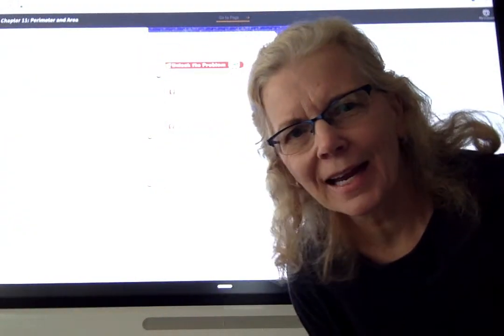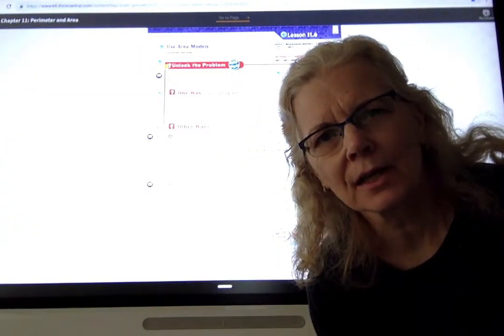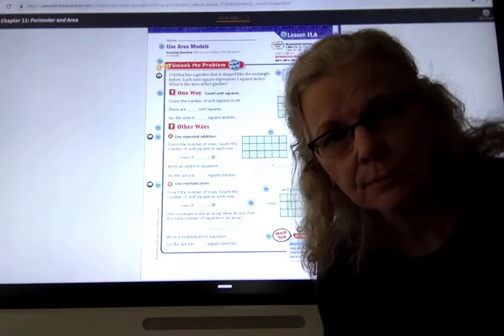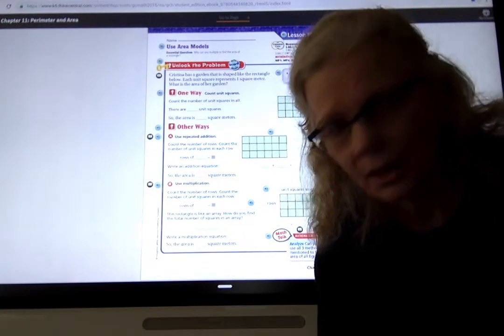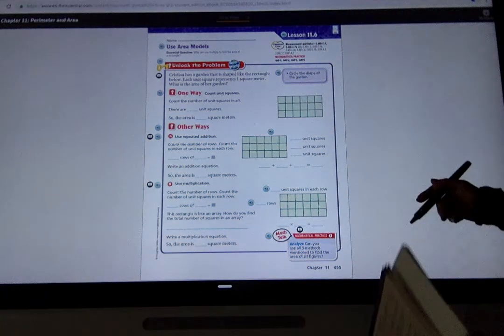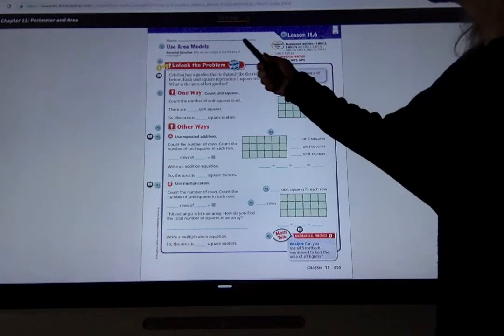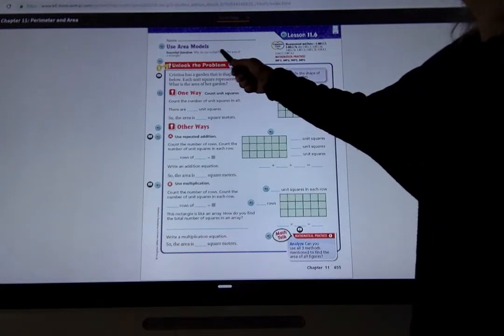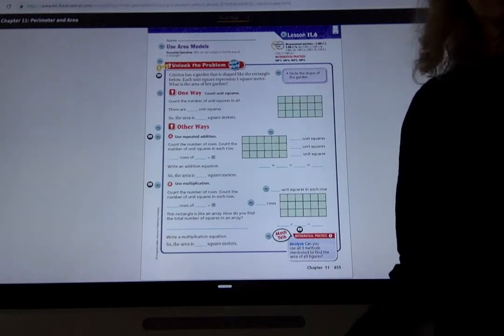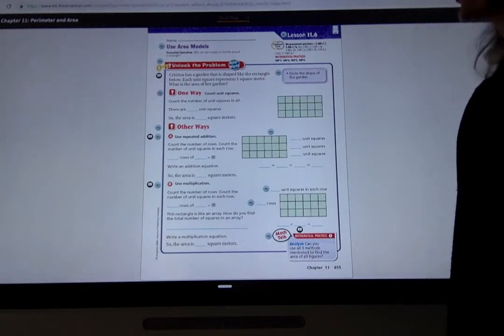All right, third grade, I'm back and we're going to go on with our lesson for math today. We are on lesson 11.6 and we're going to start on page 655. The essential question is, why can you multiply to find the area of a rectangle? And we already kind of used that yesterday.